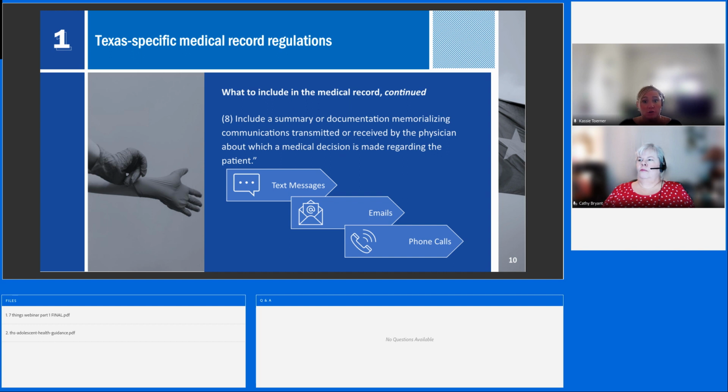Now this could include text messages, emails, and phone calls, and these discussions may not be just between you, the provider, and the patient, but could be between their personal representative, a family member, or another physician or another healthcare member who's participating in the care of the patient. So anything, as it says here, that impacts a medical decision, you'll want to make sure that you're getting this into the medical chart somewhere.